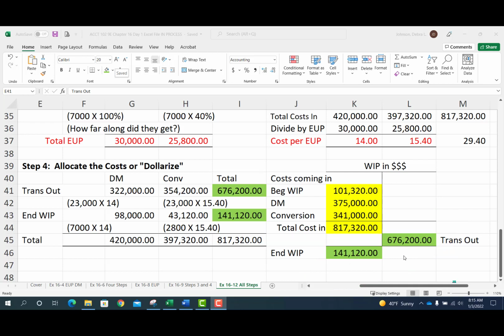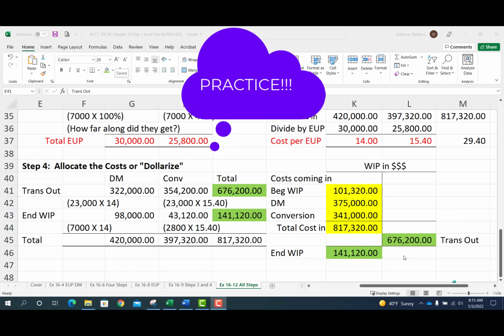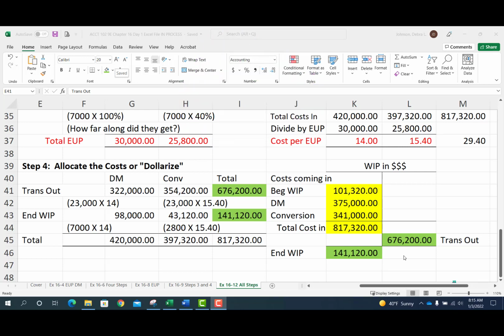That's process costing. It's not an easy chapter. My one piece of advice is you need to practice, practice, practice until that proverbial light comes on.